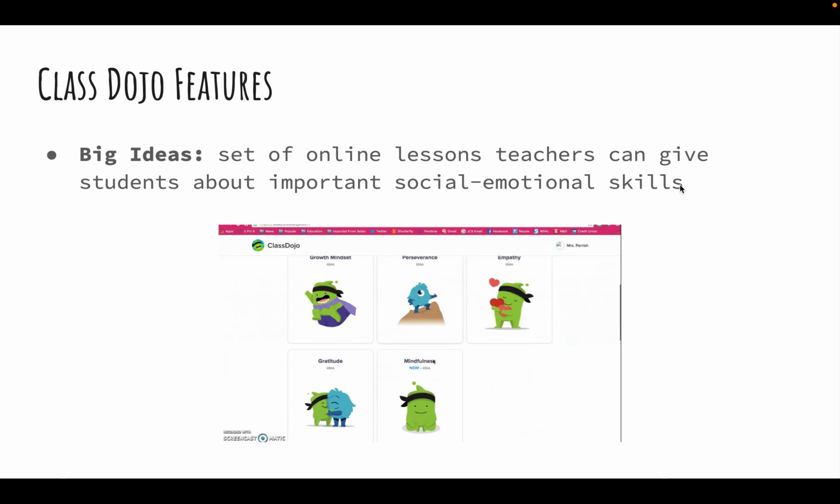So the Big Ideas feature is basically a set of online lessons that teachers can give their students, and they're all about different social emotional skills. As you can see, one of the big ideas is growth mindset. It starts off with a video, gives students some prompting questions, and then it's just a whole little online lesson that students can have. And as I was saying before, the Class Dojo Plus subscription basically would add on a bunch of different big ideas, but obviously not completely necessary to have in the app.